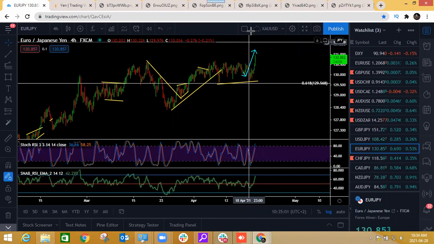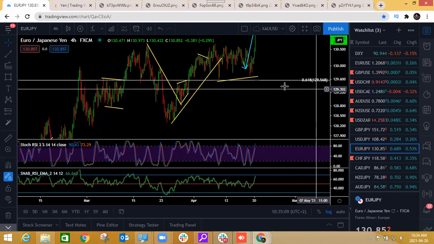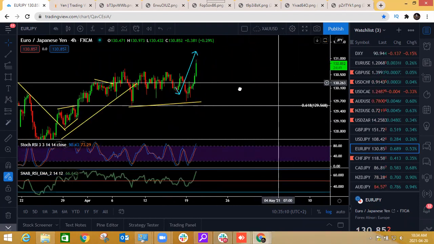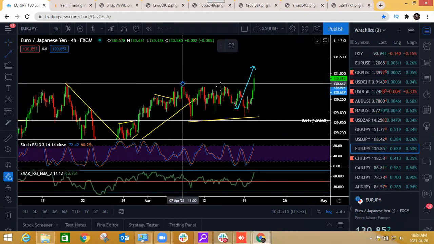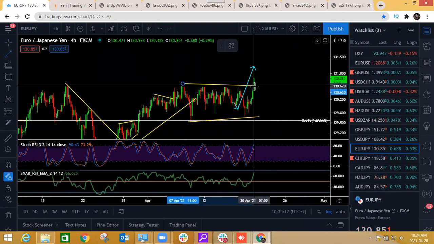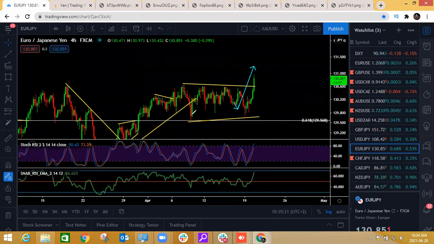We've just broken above that structure, confirming more upside. I only saw this one after the break, but we're still currently in that candle. That's a flat correction there. That is a 3-wave structure there. Now we've broken up higher.